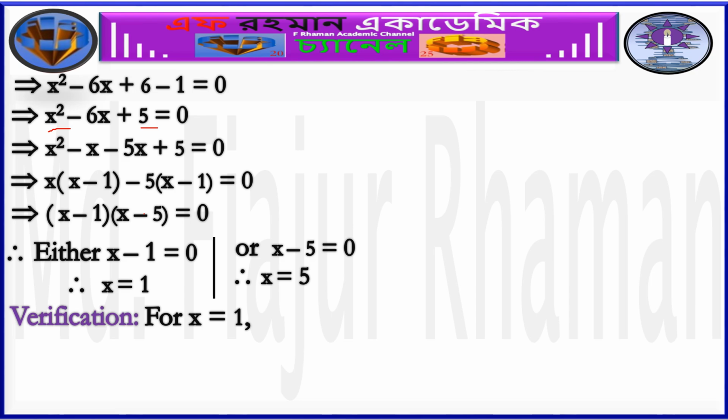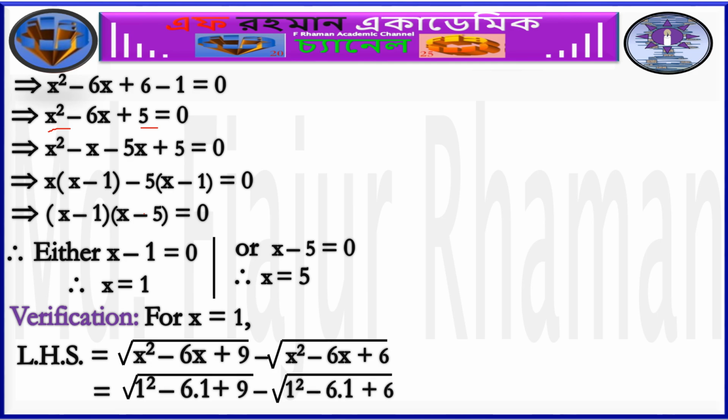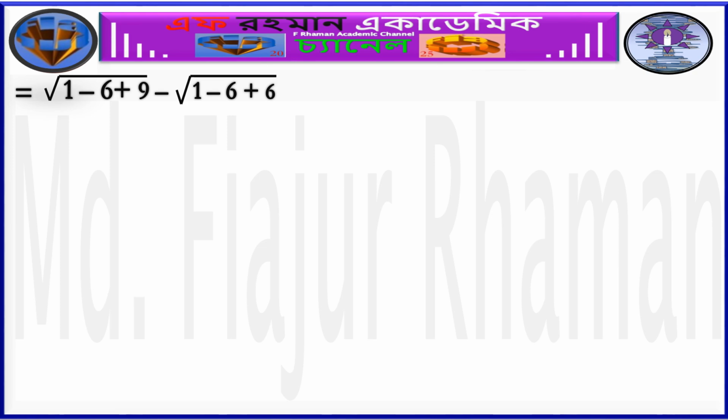Verification: for x is equal to 1, left hand side is equal to square root of x square minus 6x plus 9 minus square root of x square minus 6x plus 6, which is equal to square root of 1 square minus 6 into 1 plus 9 minus square root of 1 square minus 6 into 1 plus 6, as x is 1, which is equal to square root of 1 minus 6 plus 9 minus square root of 1 minus 6 plus 6. 1 plus 9 is equal to 10, 1 plus 6 is equal to 7.